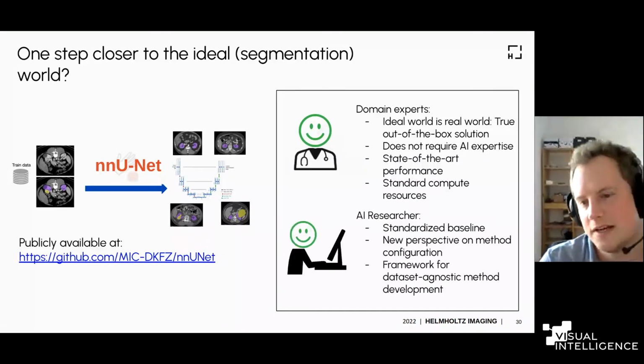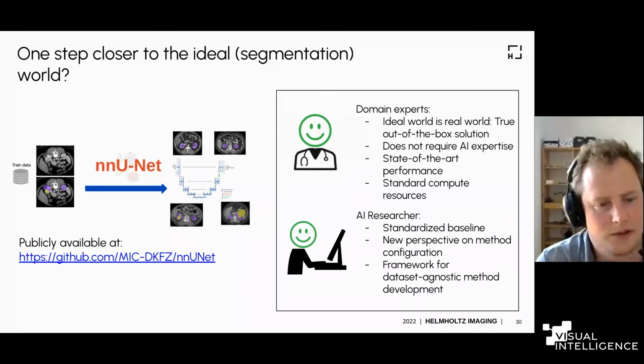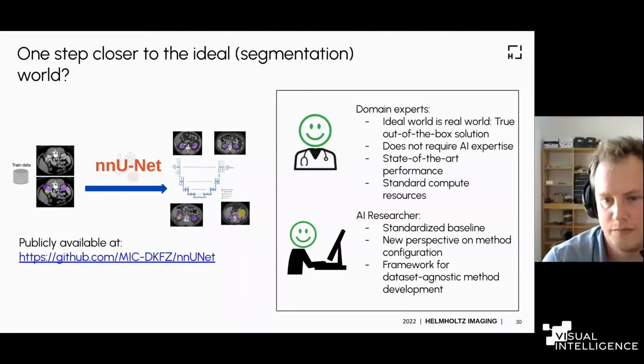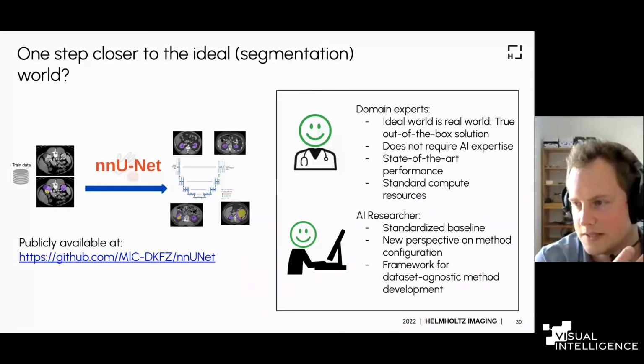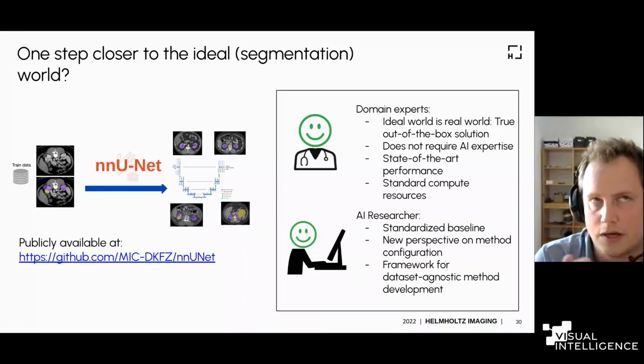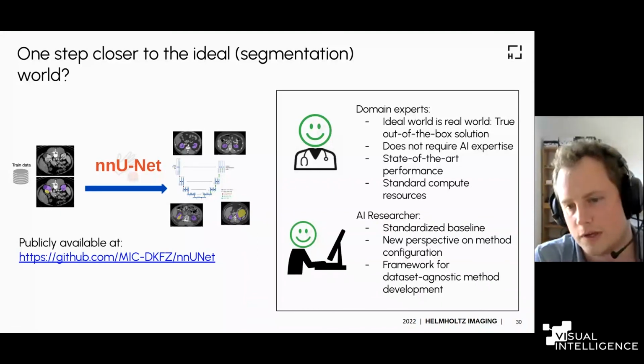AI researchers are, at least I like to believe, also happy about it, because this whole mess with the U-Net baselines that was before is now a little bit solved, because we have nnU-Net as a standardized baseline that gives you a very good indication of how a reasonable U-Net should perform on a given data set.